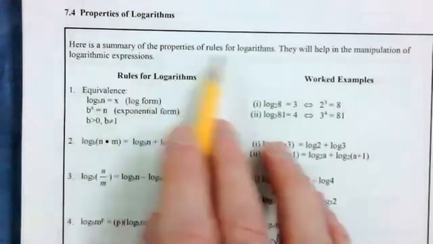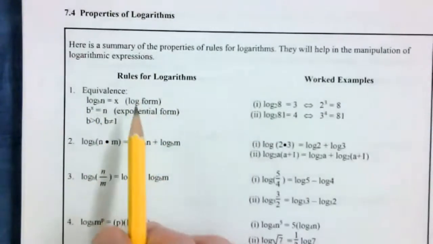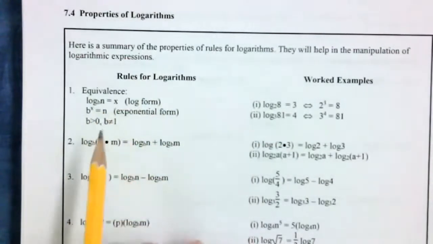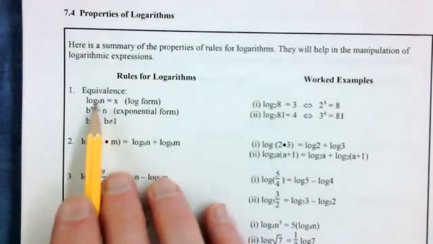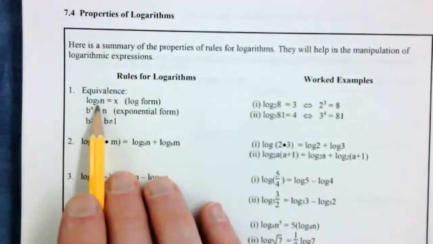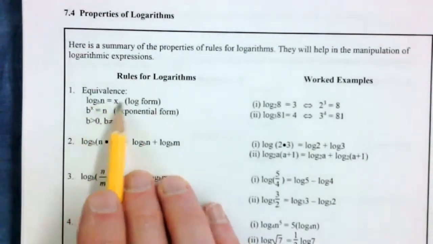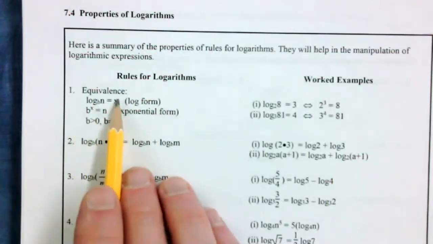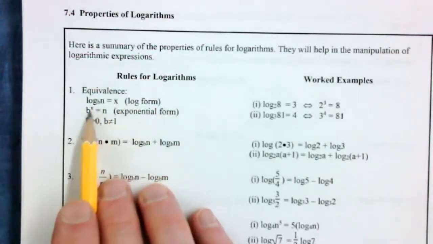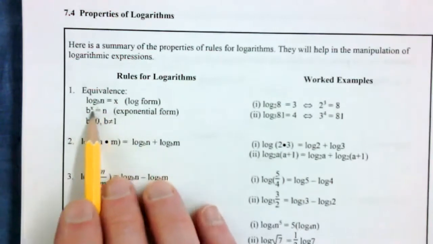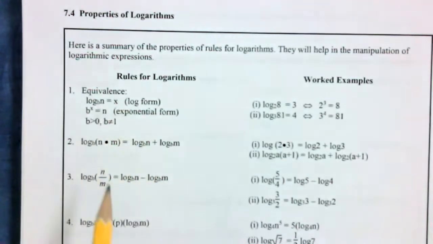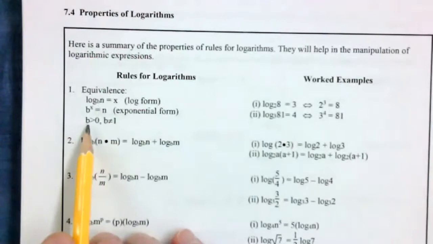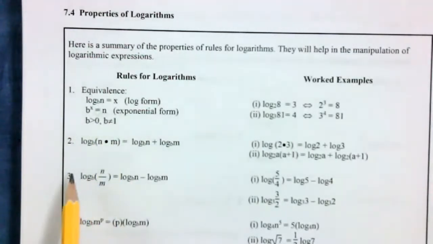Here's the summary of the properties of the rules for logarithms. The first one is nothing new to you. Log base b of n equals x. Well, b, that's the base, to the x equals n. So this is, again, not new. This is the first thing we did with logs. b is greater than 0 and it can't be 1.